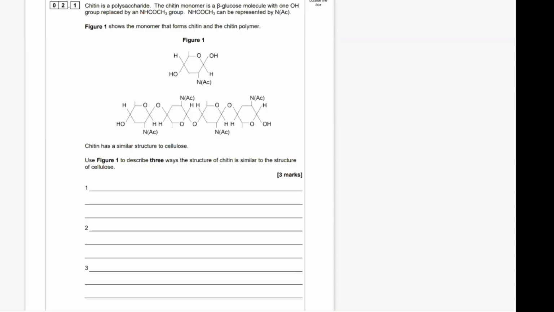Chitin is a polysaccharide. The chitin monomer is a beta glucose molecule with one hydroxyl group replaced by an NHCOCH3 group. The NHCOCH3 group can be represented by NAc. Figure 1 shows the monomer. This forms chitin, the chitin polymer. I've labeled those here. Chitin is a similar structure to cellulose.